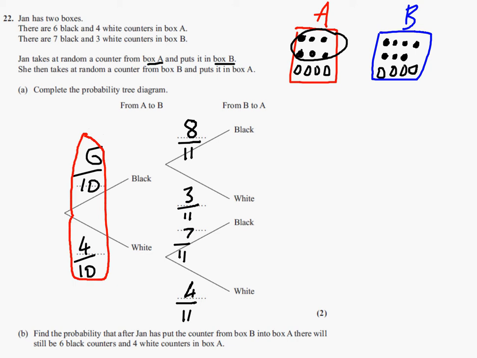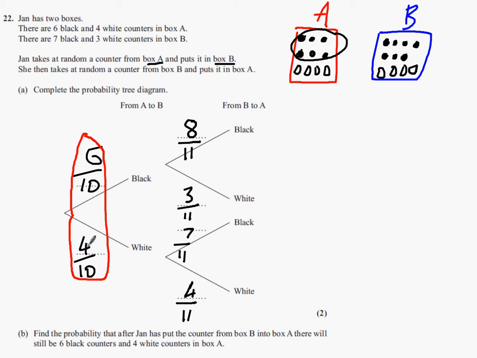Now it says, for the second part of the question, find the probability that after Jan has put the counter from box B into box A, there will still be 6 black counters and 4 white counters in box A. So just to go through that, take a counter from box A and put it into box B, and then from B put it back into A. And it's saying, what's the chance that we still get back to where we started in box A after all of that?